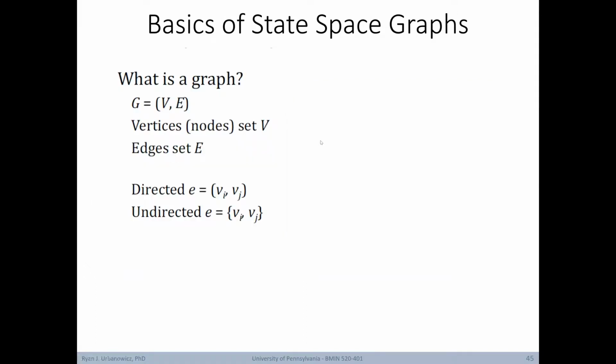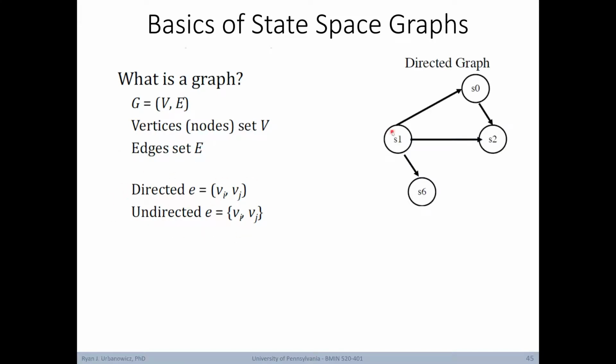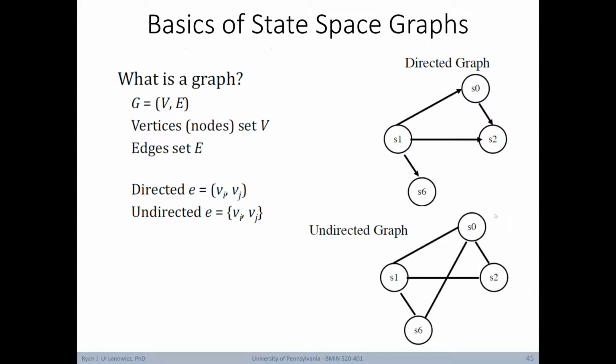While a bit of a review, let's quickly examine the parts of a state space graph. We already learned about networks and graphs earlier, which are made up of vertices or nodes and edges. And graphs can be either directed or undirected. Directed graphs have directionalities between edges. So in other words, you can go from S1 to S0, but not from S0 to S1. While in undirected graphs, you can go either direction.